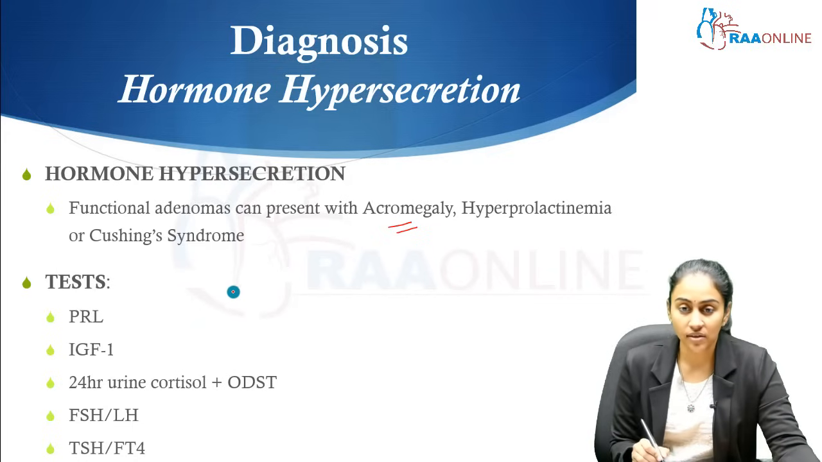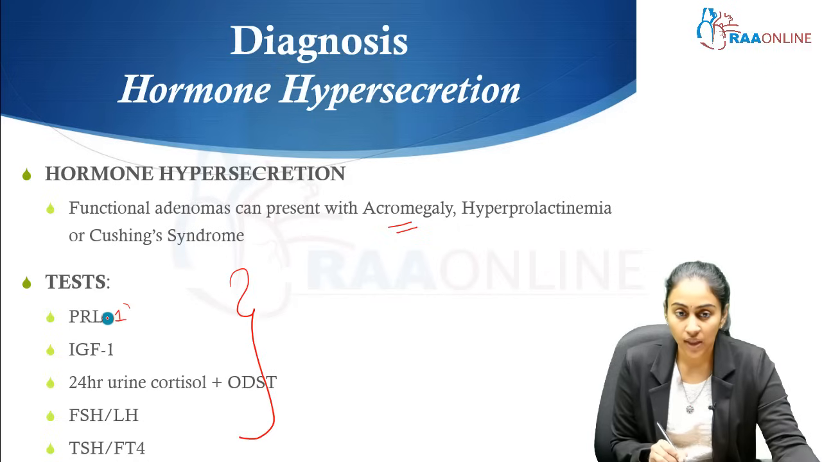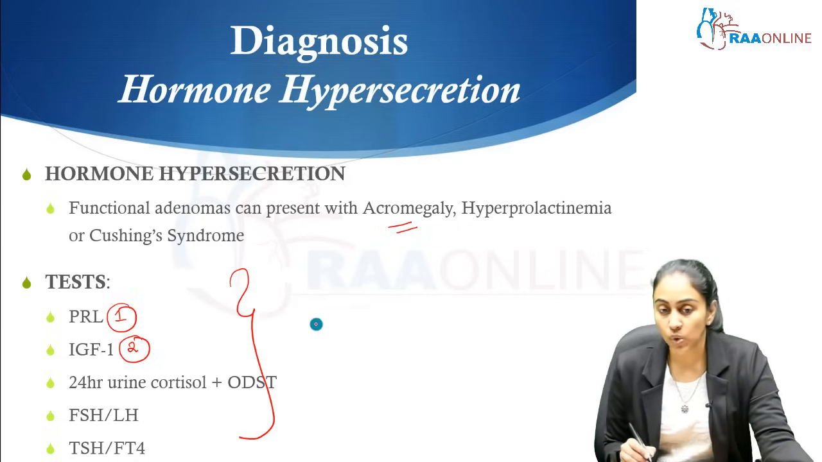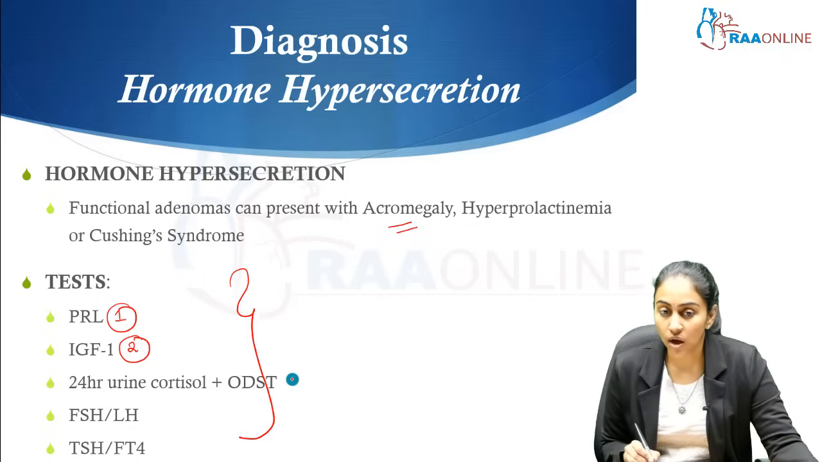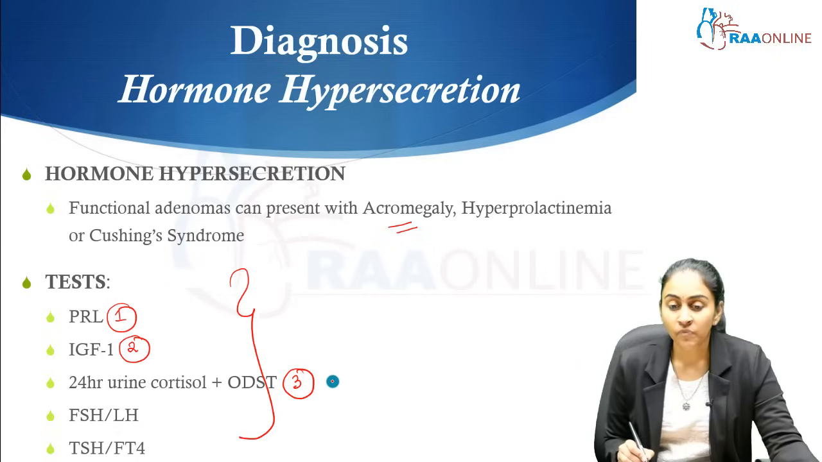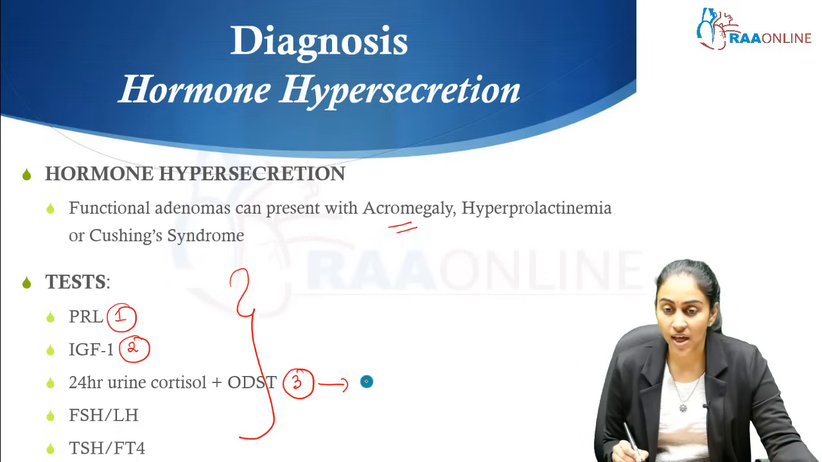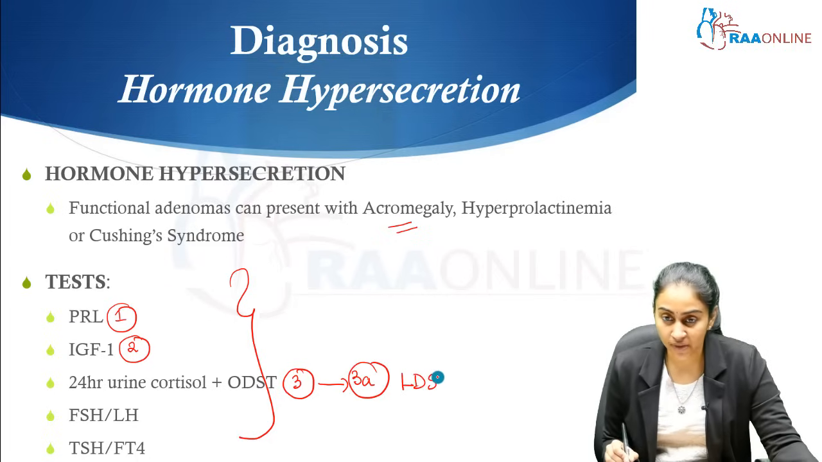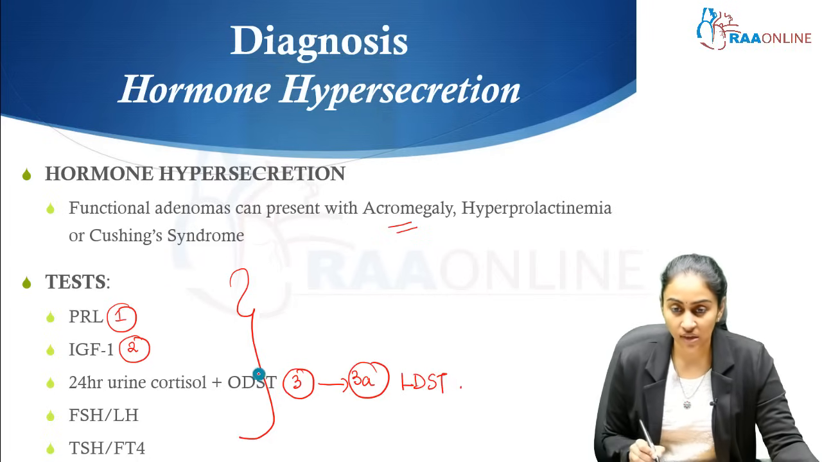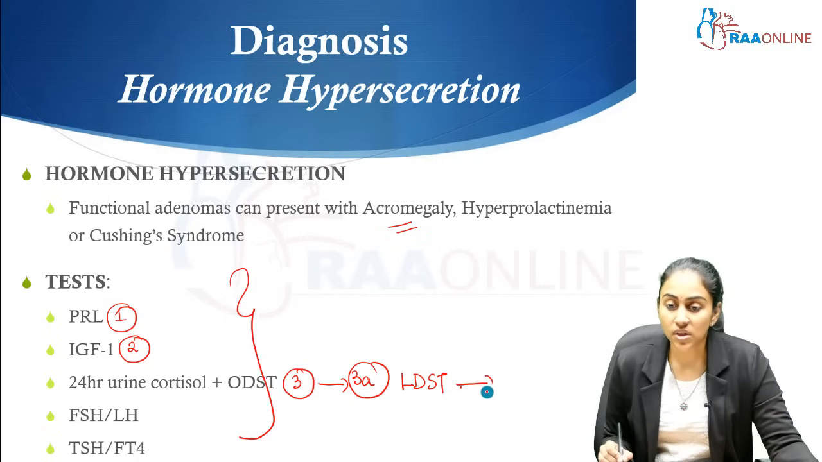So, these are the tests that we ask for to look for hormone hypersecretion. You need a prolactin, you need an insulin-like growth factor 1 to assess growth hormone excess, a 24-hour urine cortisol and overnight dexamethasone suppression test to first confirm the Cushing's, and if there is Cushing's, what do you do further? You do a low-dose dexamethasone test. This is only a screening for Cushing's. If the low-dose dexamethasone suppression test is positive, you do a high-dose dexamethasone suppression test.